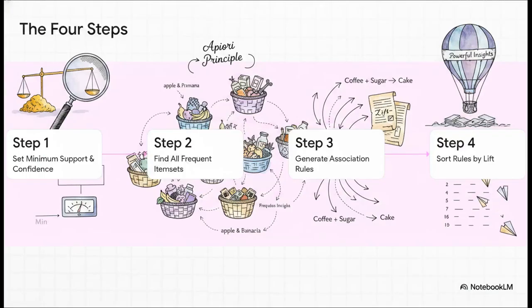So the whole process breaks down into 4 pretty clear steps. First, we set our standards. That's the minimum support and confidence we'll accept. Then, using that powerful Apriori principle, it finds all the popular item combinations. From there, it generates our rules, and finally, it sorts them by lift to find the most powerful insights hiding in the data.